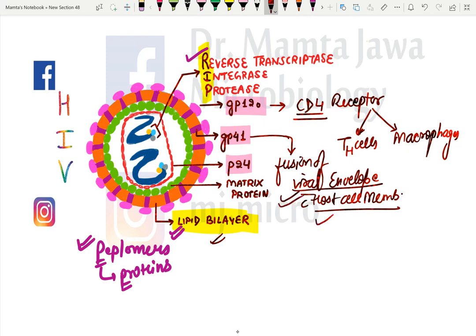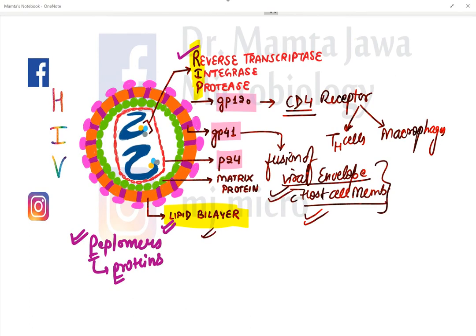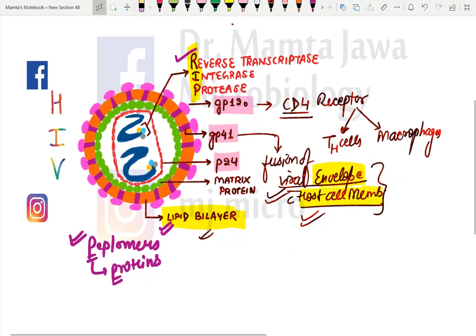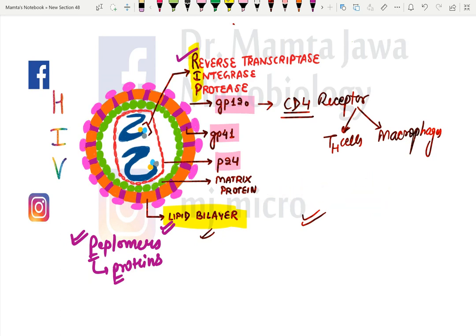So both of these are lipid bilayers only, right? So it's easy for them to fuse. Okay, because like-minded people befriend like-minded people. Similarly, the envelope, which is a phospholipid bilayer, is going to easily fuse with the host cell membrane, right? And this GP41 helps in the attachment of the virus to certain co-receptors.